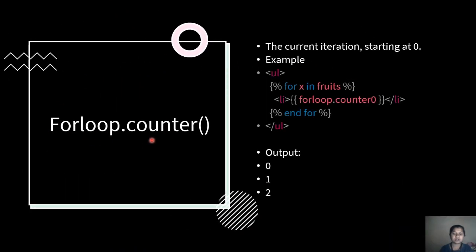Next is forloop.counter0. The current iteration starting at 0, which means it gives the indexing value starting from 0. So let's see the example. Here also we are creating the unordered list. In that, for loop iterations we are giving for x in fruits, and we are providing the forloop.counter0 variable. This results in the indexing values of that list, for apple, banana and cherry starting from 0, and as it is an unordered list, the output will be in the form of bullets.